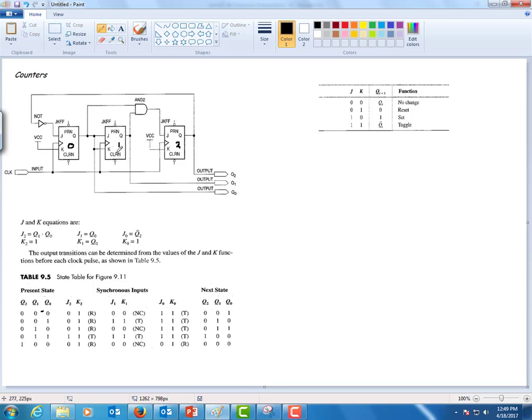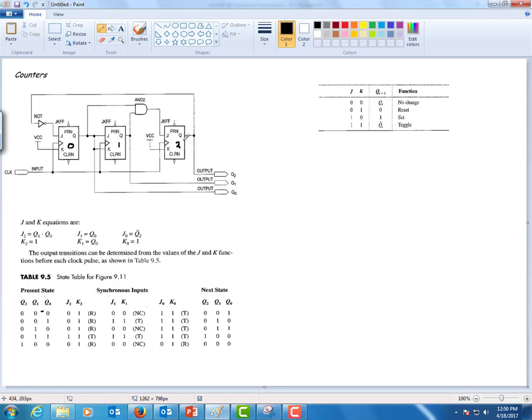Let's try the middle one here. For the middle one, which is Q1, our J and our K are connected together. You see that? So they're going to have the same equation and same value, and they're both connected to the output of the least significant flip-flop, Q0. So if we come down here, J1 is equal to Q0 and K1 is equal to Q0. That makes sense for our circuit.